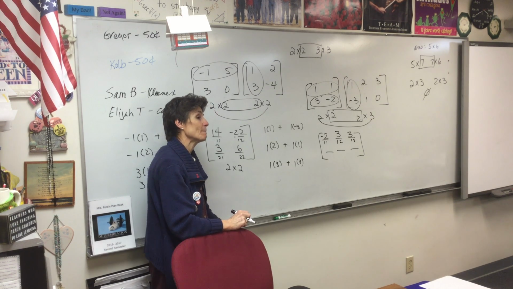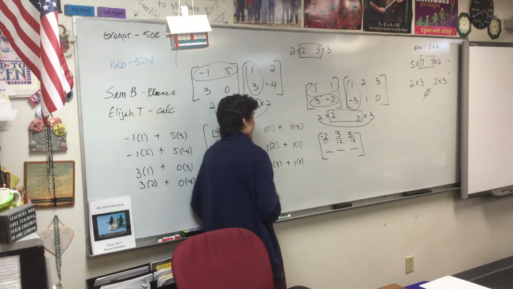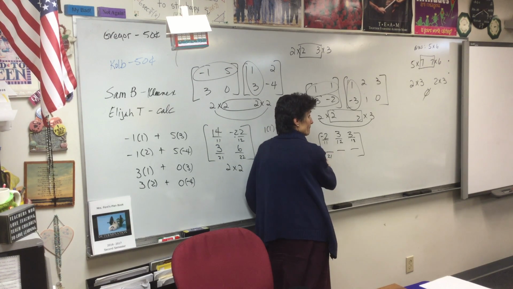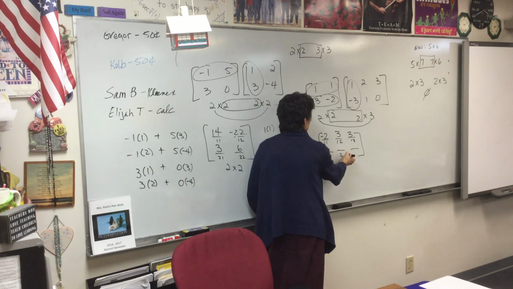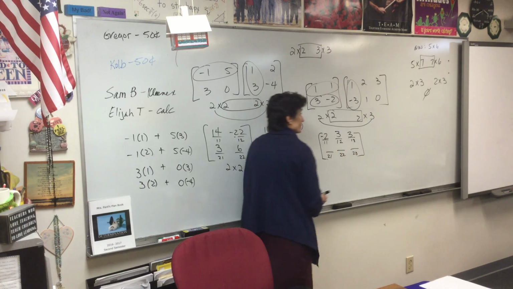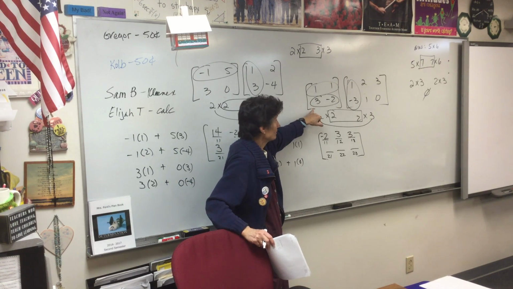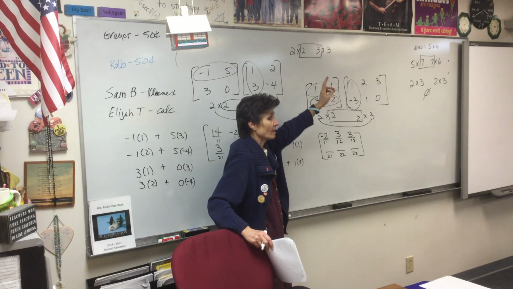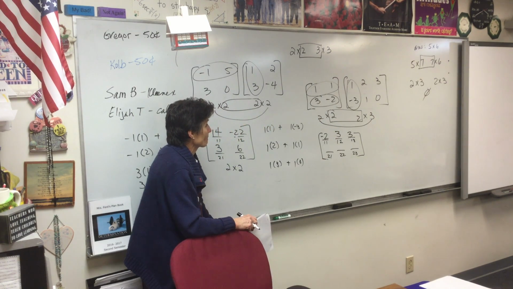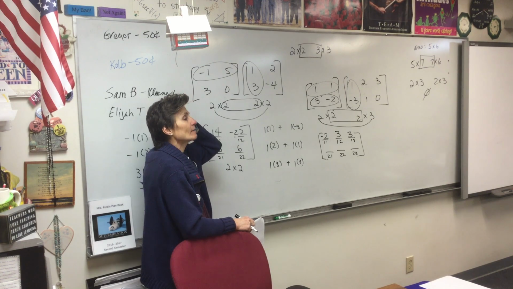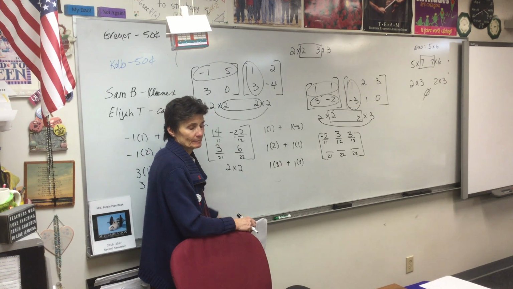All right, let's see if we do any better with the bottom. Let's try the bottom now on our own. Keep in mind, this is the 2, 1 spot. This is the 2, 2, and this is the 2, 3. So you're multiplying now the second row times first column, second column, third column. Let's see if everybody can fill them in.